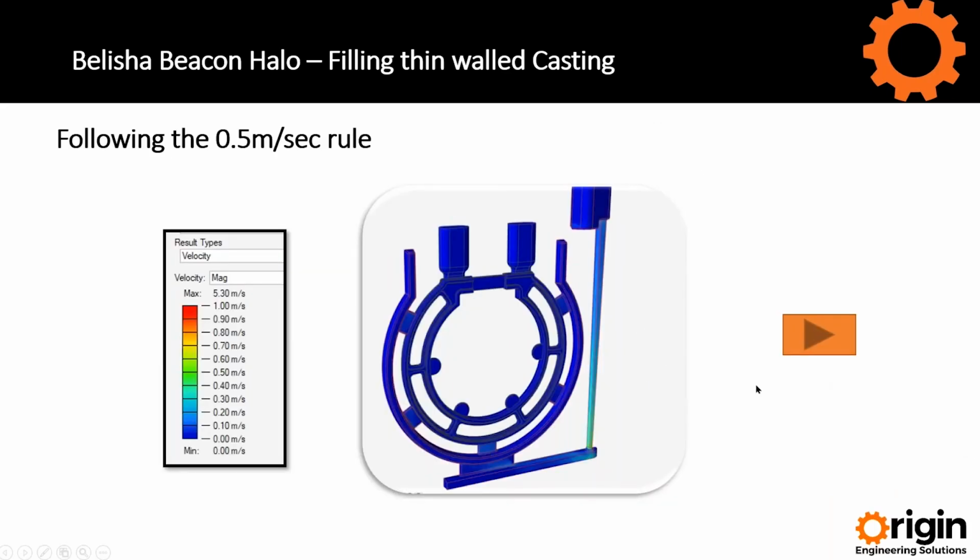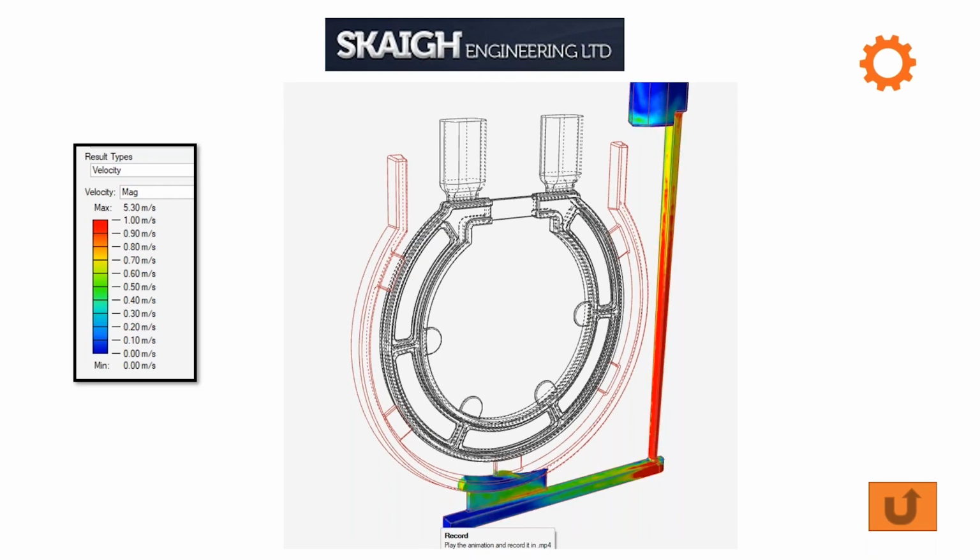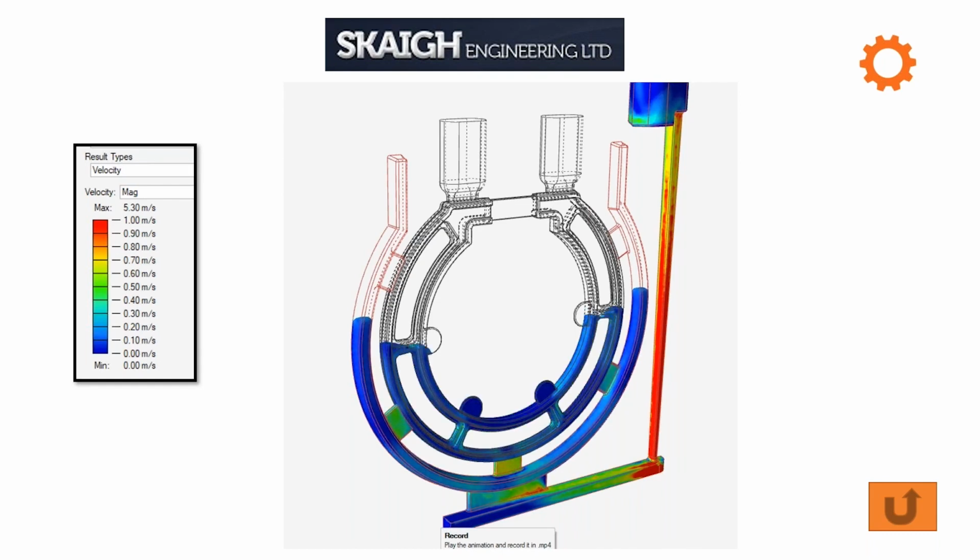One of the rules that we have in the foundry industry is we shouldn't exceed 0.5 meter a second. What you can look at is the velocity in the simulation. And what I want to illustrate here is that as the metal got into the casting cavity, we didn't exceed that rule. So you can see a lovely laminar fill, all the gates and the metal meeting along the spoke.